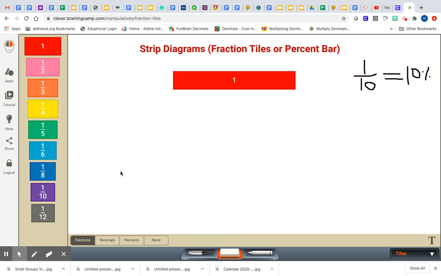All right? So the way you start off using your percent bar graph or your strip diagram is by splitting up your strip diagram into 10 pieces. I'm going to split my diagram up into 10 pieces because my denominator, which is our bottom number, but in 6th grade, we do not say bottom number, we say denominator. My denominator tells me to split my box up into 10 pieces.